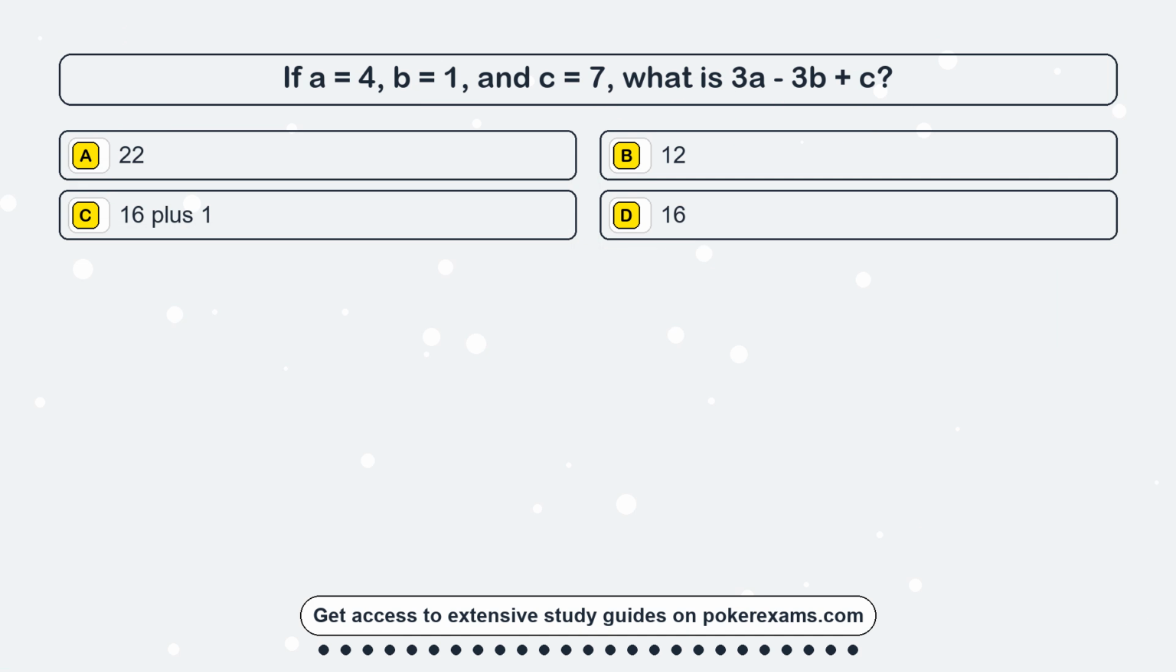Question 8. If A equals 4, B equals 1, and C equals 7, what is 3A minus 3B plus C? Option A 22. Option B 12. Option C 16 plus 1. Option D 16.